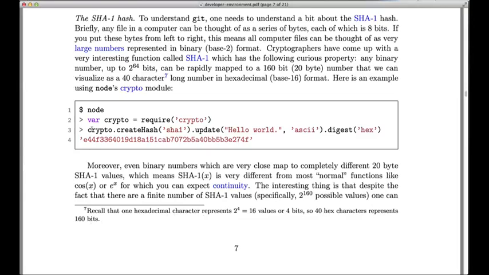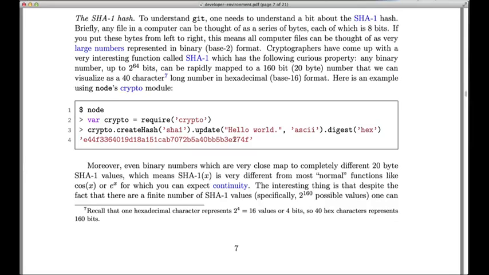And here's an example of doing this in Node. So you do require crypto. You take the built-in crypto library. And this is the kind of invocation. You're creating a SHA1 hash function. And you're passing it in this data, hello world, period. And you're saying that data is ASCII formatted. And you're doing a digest, a hex digest, to output it as hexadecimal. And this is what a SHA1 hash looks like. It's a 40-character long string of hexadecimal digits.